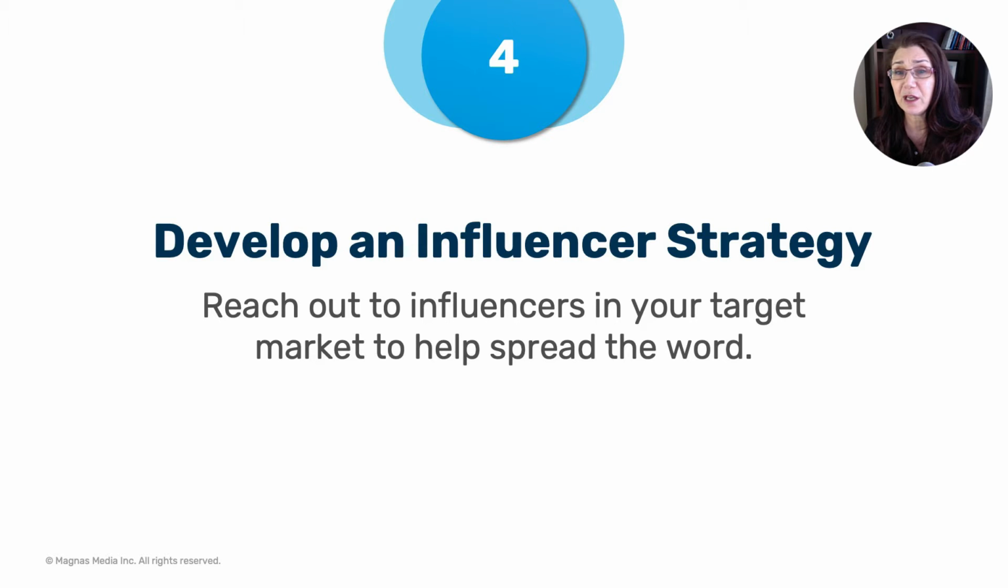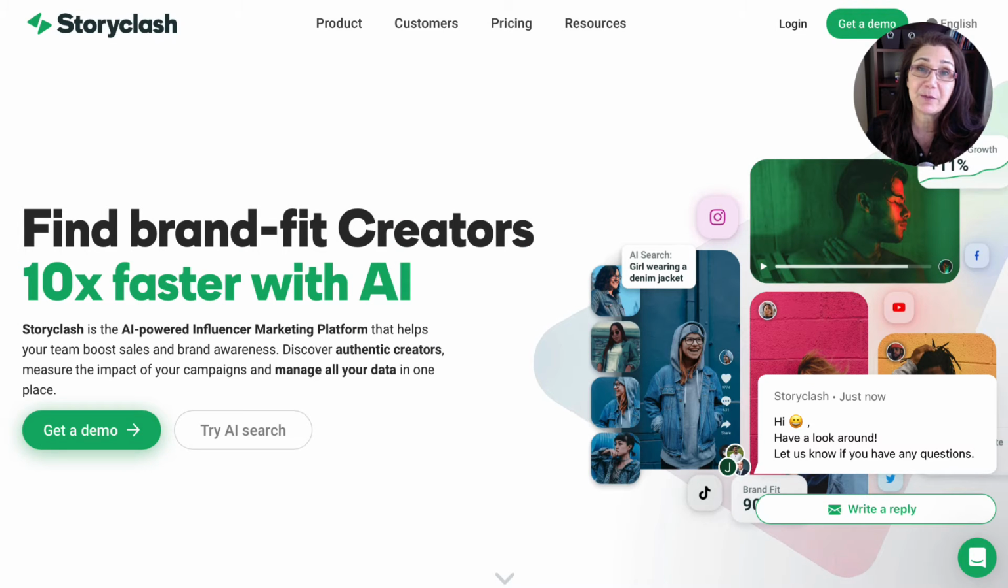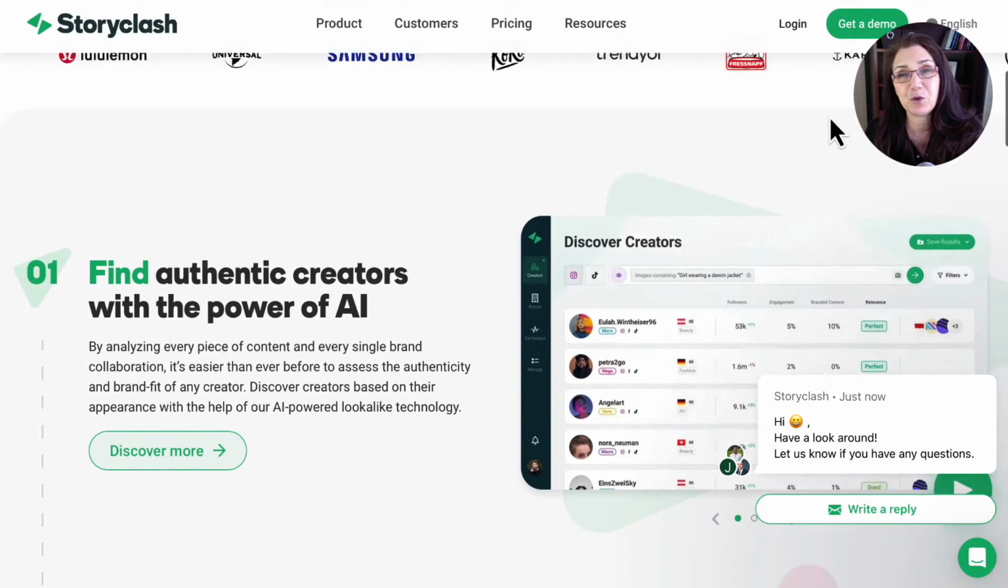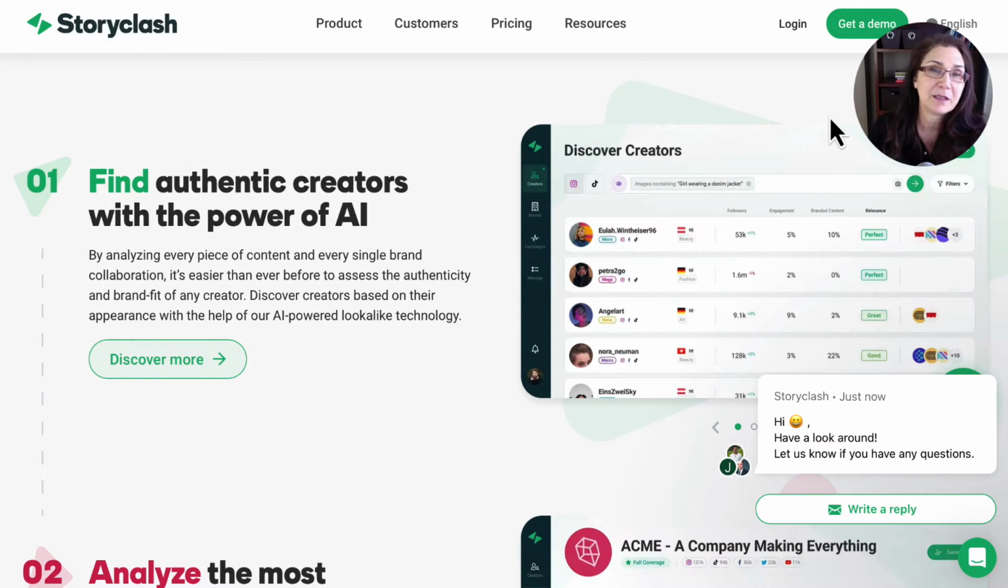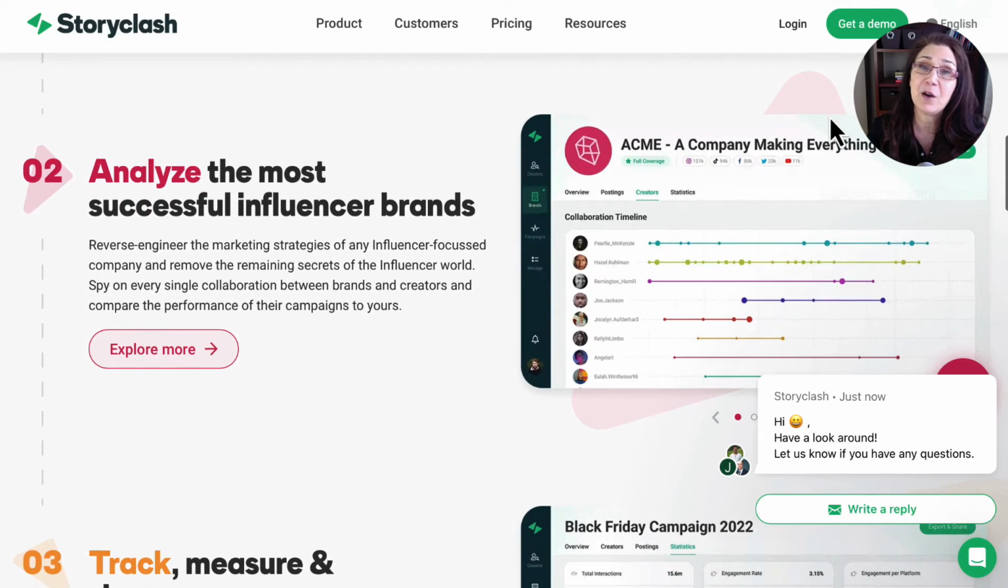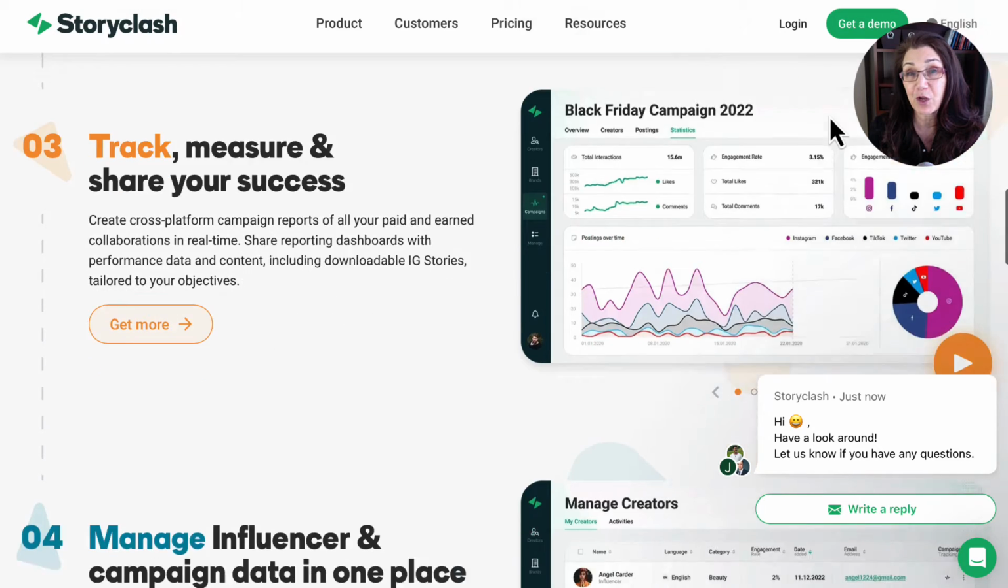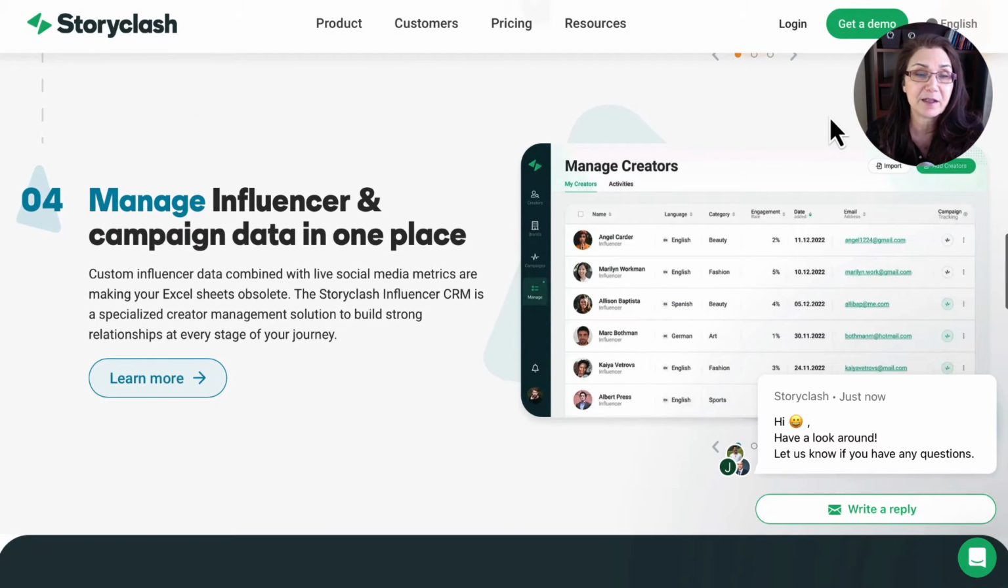Now, another strategy would be to develop an influencer strategy. That's when you reach out to online social media influencers in your target market so that they can help you spread the word. Now, influencers can be strategic partners. So pick influencers with followers that might be interested in your offer. So you might find influencers that do makeup, or some influencers who are more vegan focused, or some influencers who like to travel. So depending on your products and your target market, you would want to pick influencers who have followers that would be your ideal customer as well.